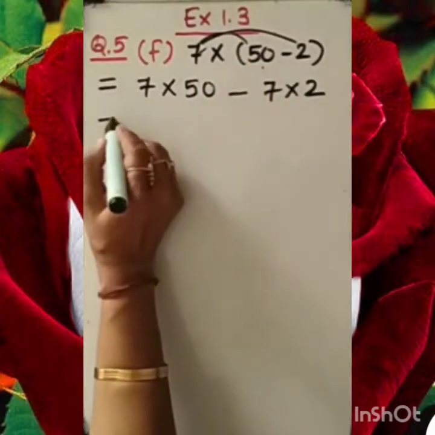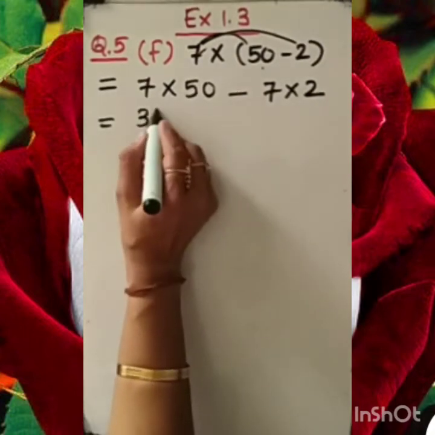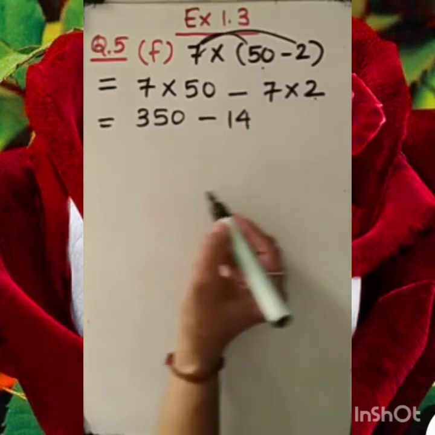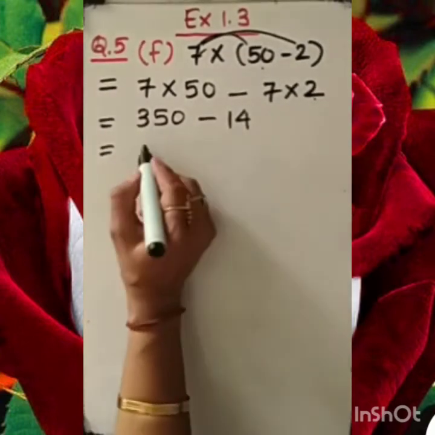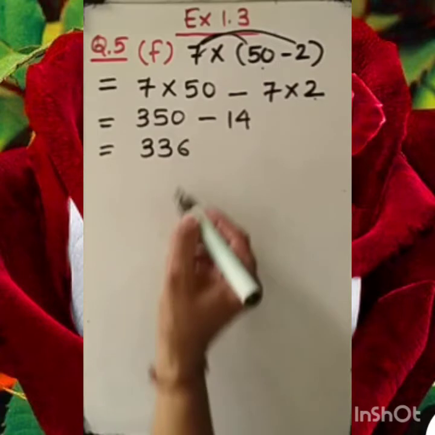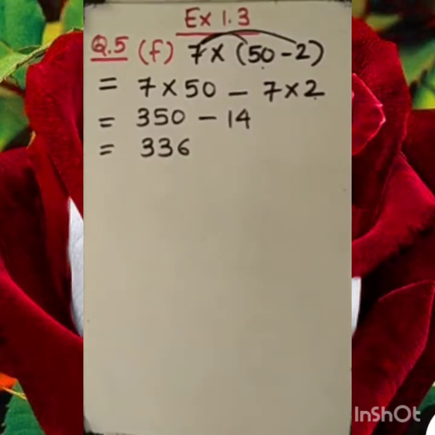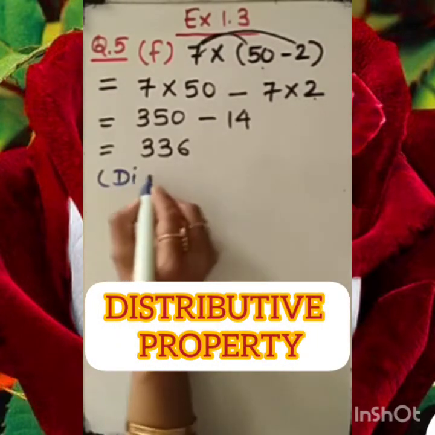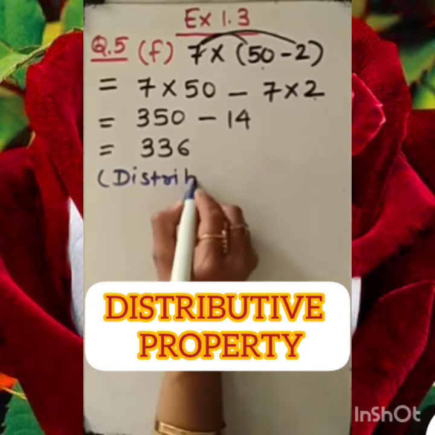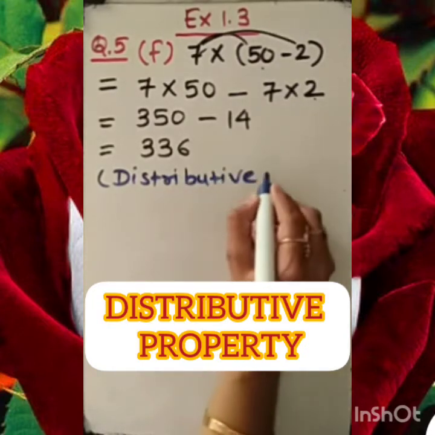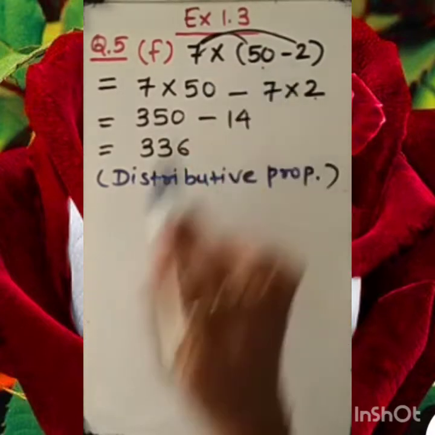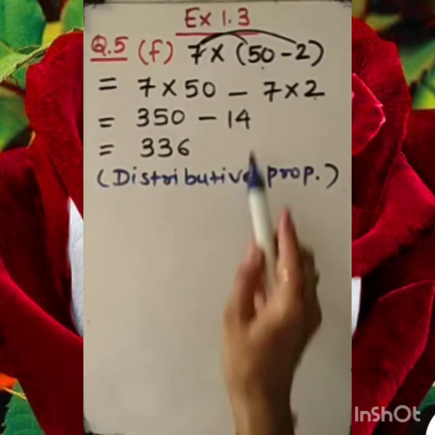And we know very well 7 fives are 35, so 350; 7 twos are 14; 350 minus 14 gives the result 336. Okay, this is the distributive property. Which law are we using here? That is the distributive property we are using here. How? Distributive property for subtraction here.